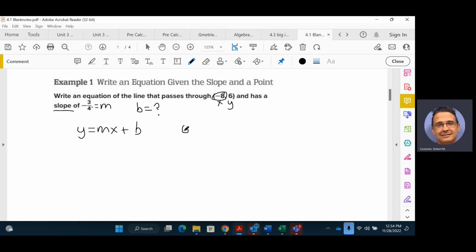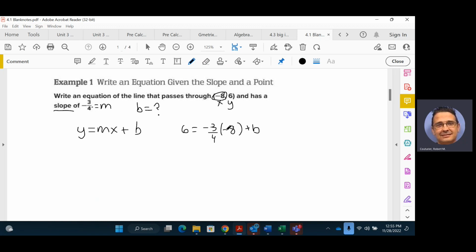So the y is 6. I'm going to use the law of substitution. Substitute the y for 6. The slope is -3/4. Going to remove our x coordinate from this equation, and the x was -8, plus b. You have no idea what b is.